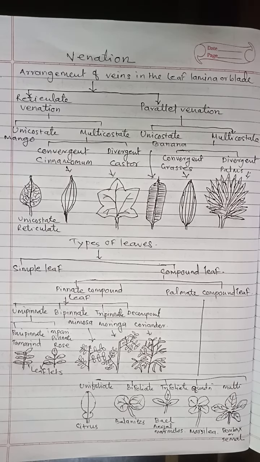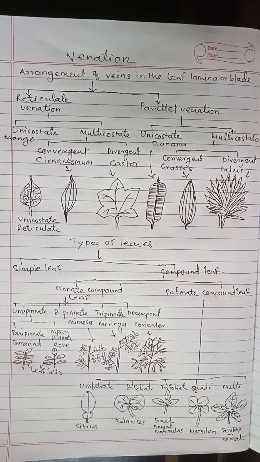Then second one, that is the types of leaves. There are two types of leaves: simple leaf and compound leaf. In simple leaf, the leaf having a single undivided lamina is called simple leaf. The simple leaf may be entire, example mango, hibiscus, or lobed. The lobes of a simple leaf may be pinnately arranged, example brassica, or palmately arranged, in cotton plant, passiflora and ricinus, that is castor.